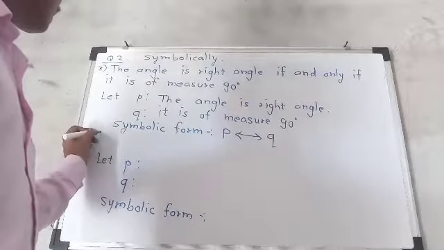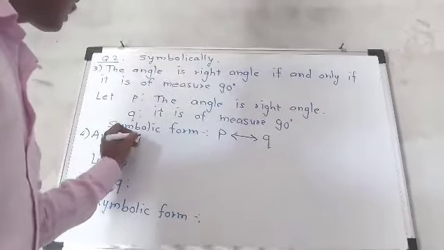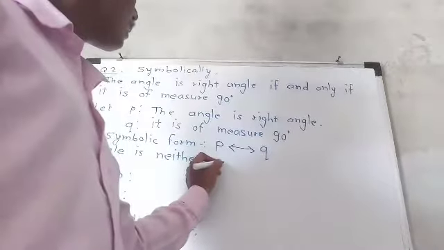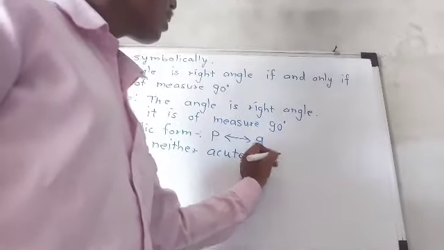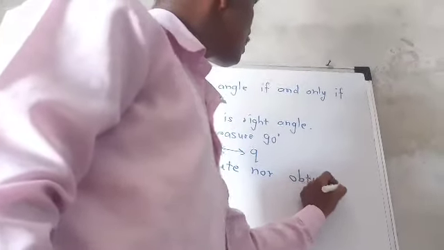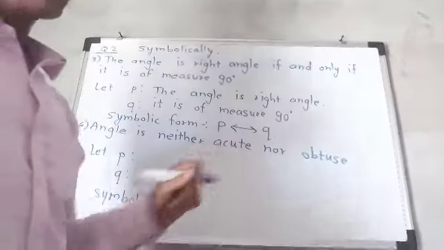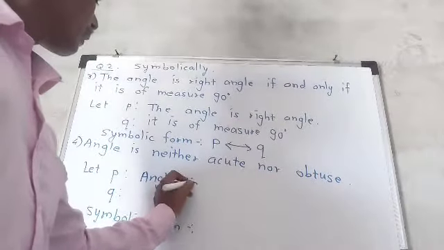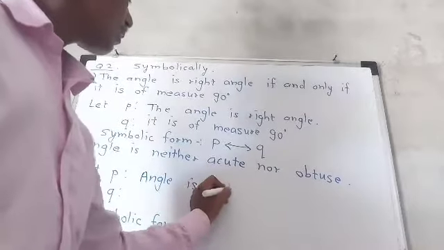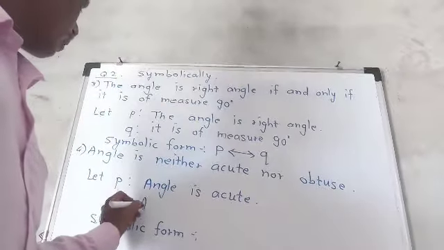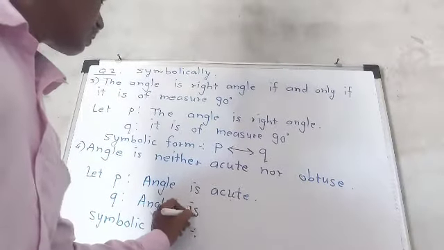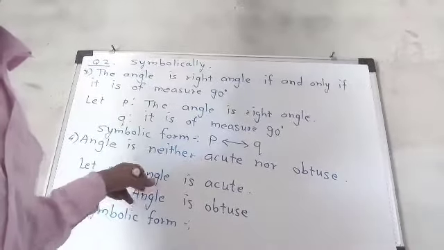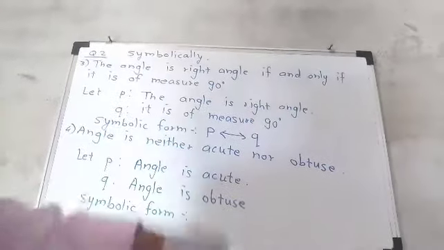Next, fourth one. Angle is neither acute nor obtuse. Here neither nor connect the same statements. First one, P: angle is acute. Q: angle is obtuse. Don't take negation or not in the simple statement.